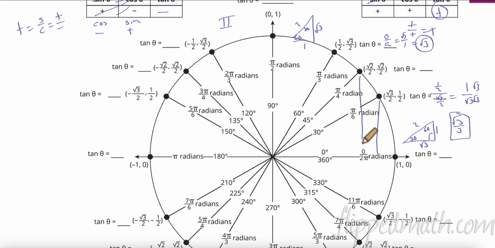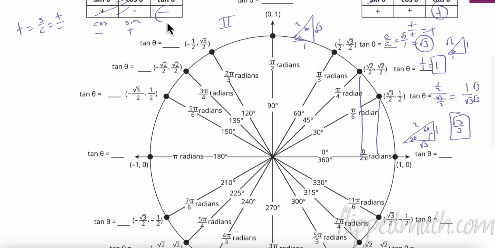Tangent of 45. Tangent of 45. Well, we know that right now this is going to be a 45, 45, 90 triangle. And the 45, 45, 90 is 1, 1, radical 2. So here's my angle. Opposite is 1 over adjacent 1. So my tangent of 45 is 1. There you have it.